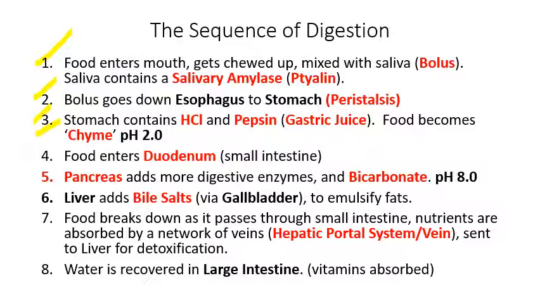The chyme then enters the duodenum through the pyloric sphincter. In the duodenum, the pancreas sends more digestive enzymes and bicarbonate. The liver adds bile salts, which help to emulsify fats. The food continues to break down as it transits through the small intestine, and the nutrients are absorbed by the hepatic portal system. And then the water is reclaimed in the large intestine, and what's left goes out through the rectum.